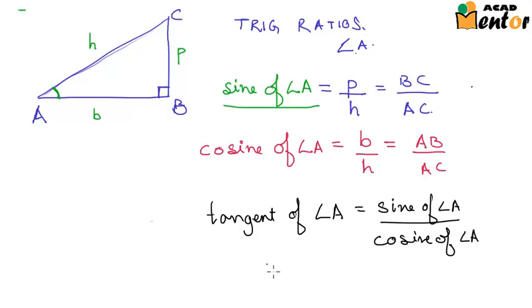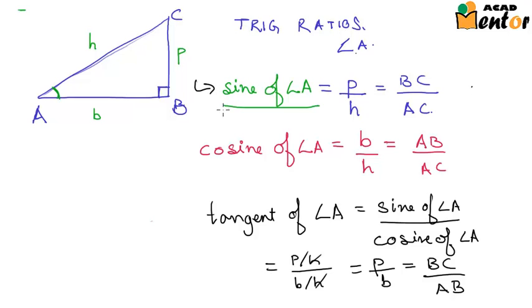Now this becomes perpendicular by hypotenuse whole upon base by hypotenuse. Here we see that hypotenuse gets cancelled and we are left with perpendicular by base. And in our triangle ABC, tangent of angle A would be the opposite side, that is BC, upon the adjacent side, that is AB.